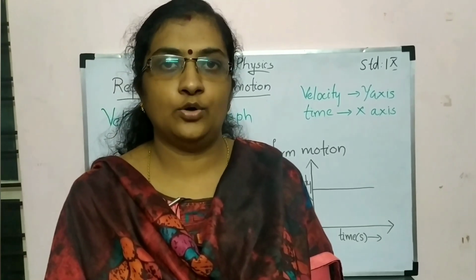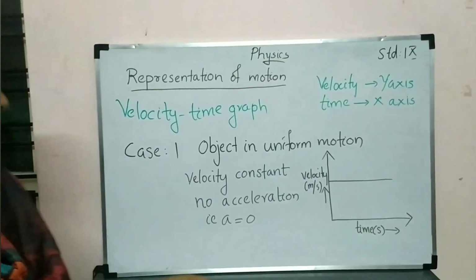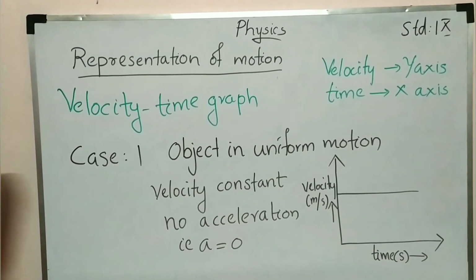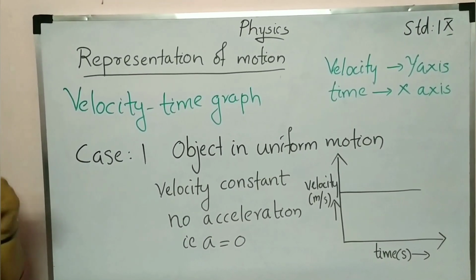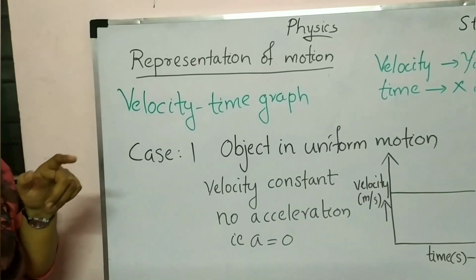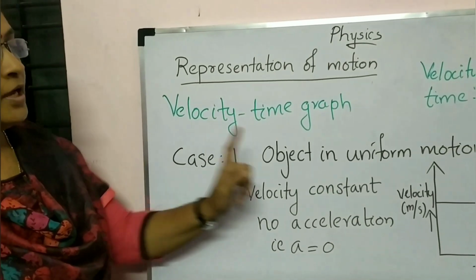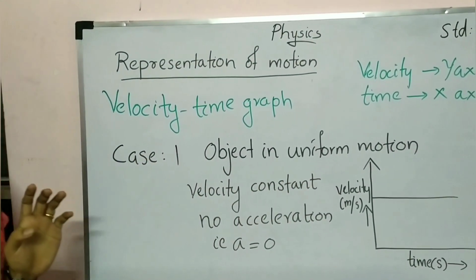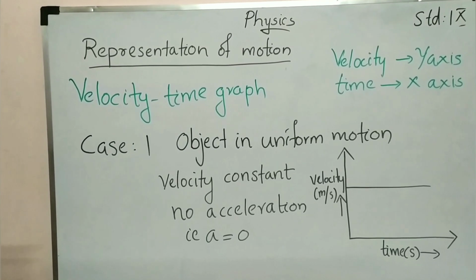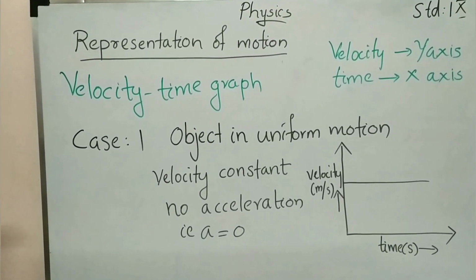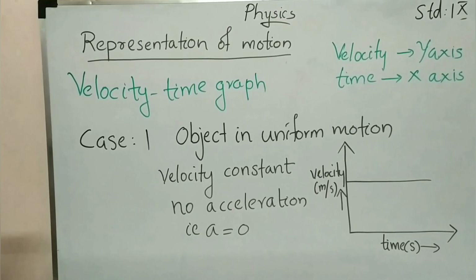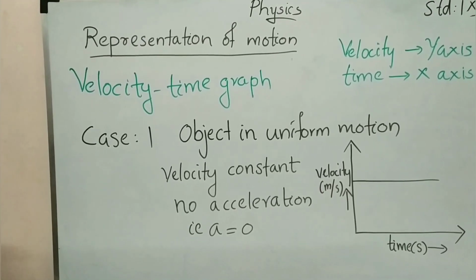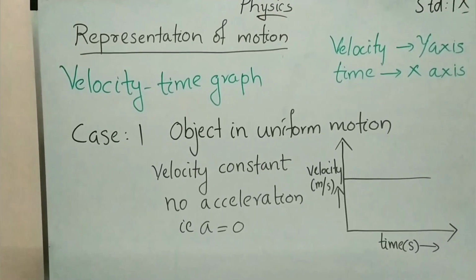How to represent a velocity time graph? Let us see. In the case of a distance time graph, distance is plotted along the y-axis and time along the x-axis. In the case of a velocity time graph, velocity is plotted along the y-axis and time along the x-axis. Then we can call that graph a velocity time graph. In this case, we are going to take the change in velocity with respect to time. That's why velocity is along the y-axis and time along the x-axis.